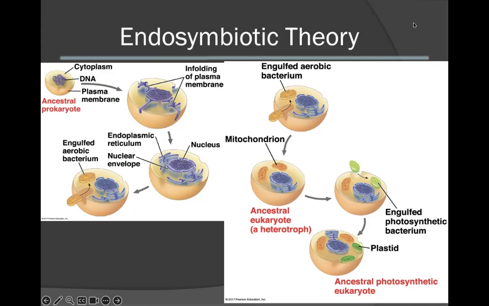This ancestral host cell would have then engulfed an aerobic bacterium, primarily for the purpose of utilizing it as a food source. However, once this bacterium was packaged within a vesicle, it may have been able to persist within the host cell. This would have led to the formation of our ancestral eukaryote, or our ancestral heterotroph, which could utilize oxygen now for aerobic pathways. It is also proposed that endosymbiosis occurred again, with the ancestral eukaryote now also engulfing a photosynthetic bacterium. As a result, this would have led to the production of an ancestral photosynthetic eukaryotic type cell.